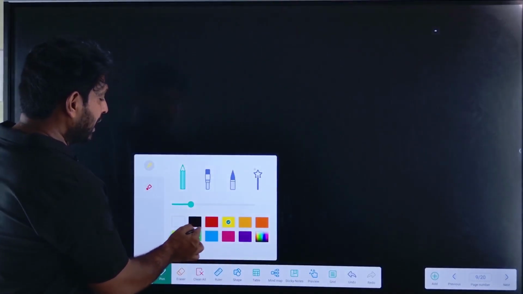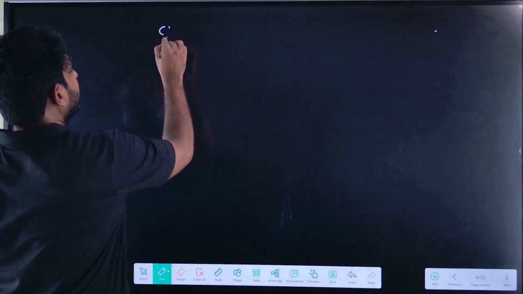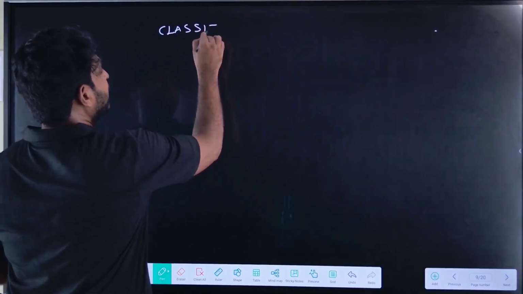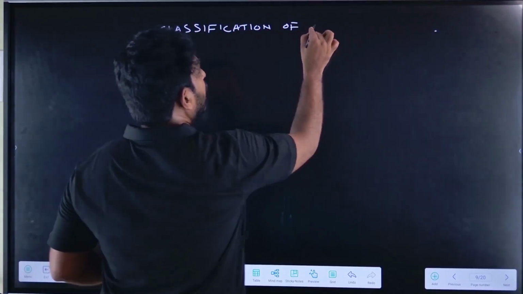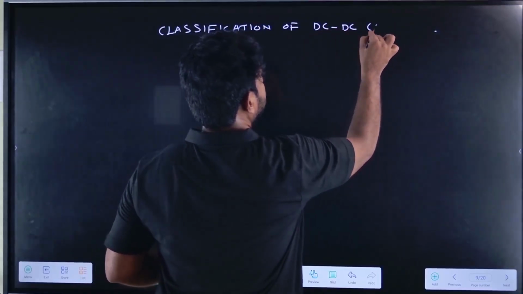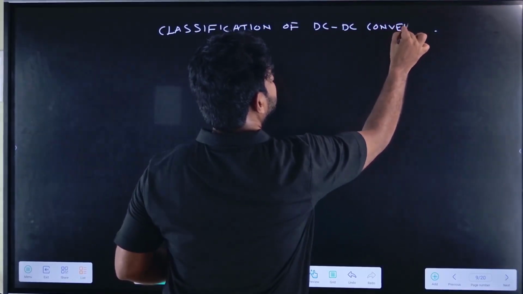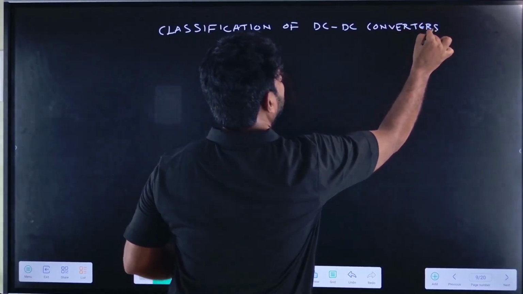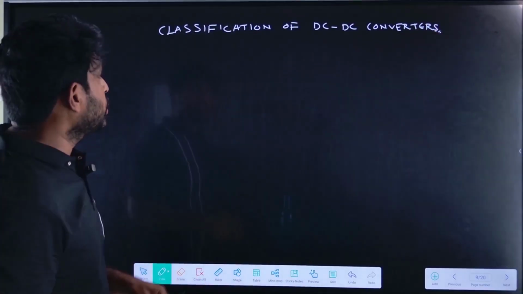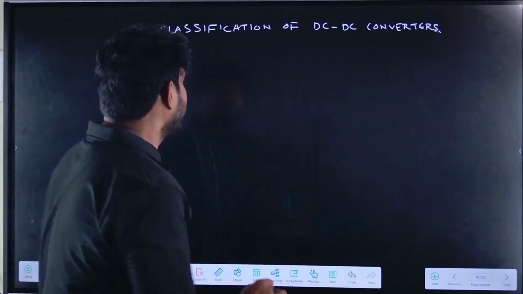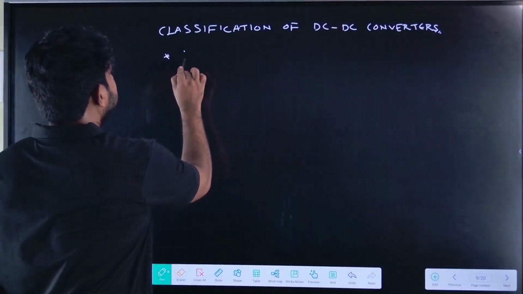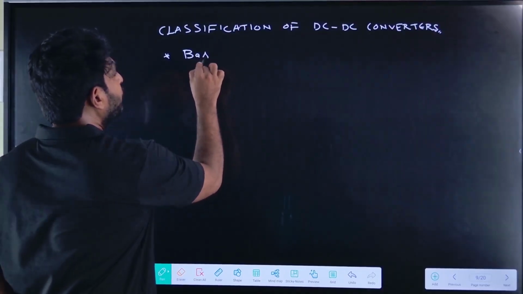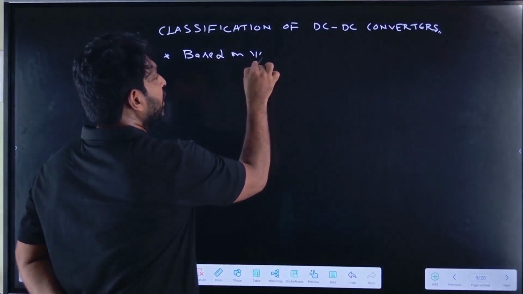So let us see the classification of DC to DC converters. What are the different types of DC to DC converter? Based on voltage level, the first classification is based on voltage level.